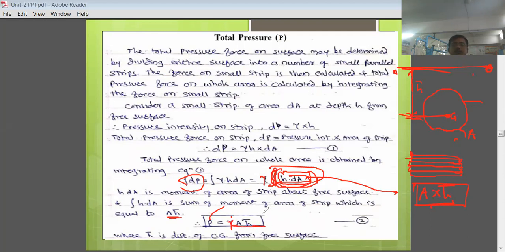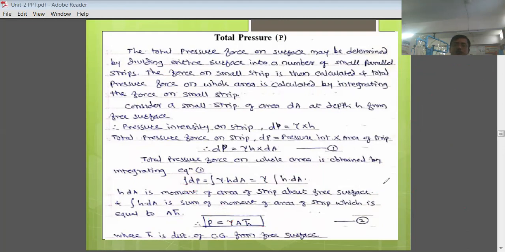So this is the equation which gives us the value of total pressure acting on the vertical plane surface. If we want to find out the total pressure force, capital P, acting on a vertical plane surface, then we find it by using this equation. What is that equation? Capital P is equal to gamma A h bar.